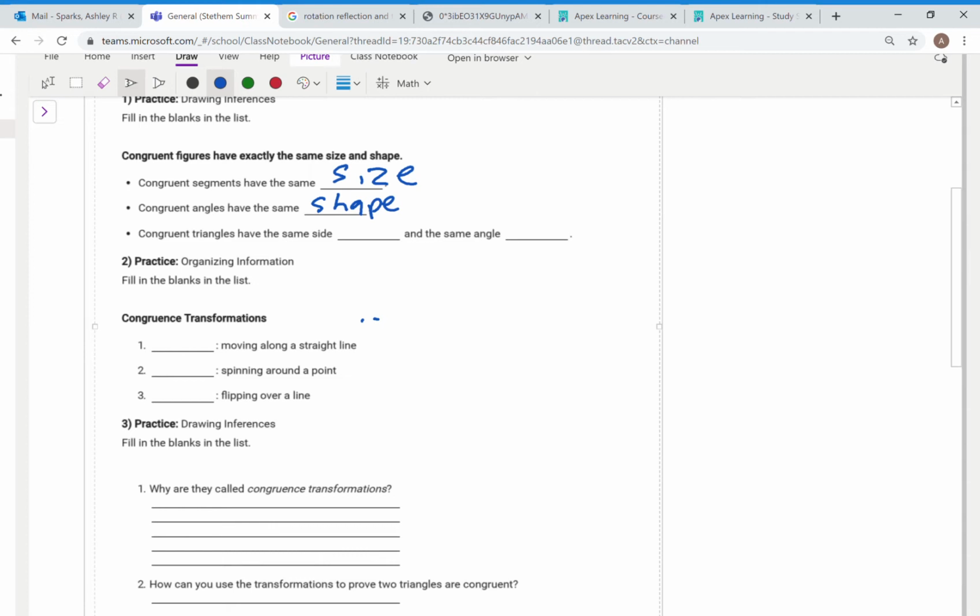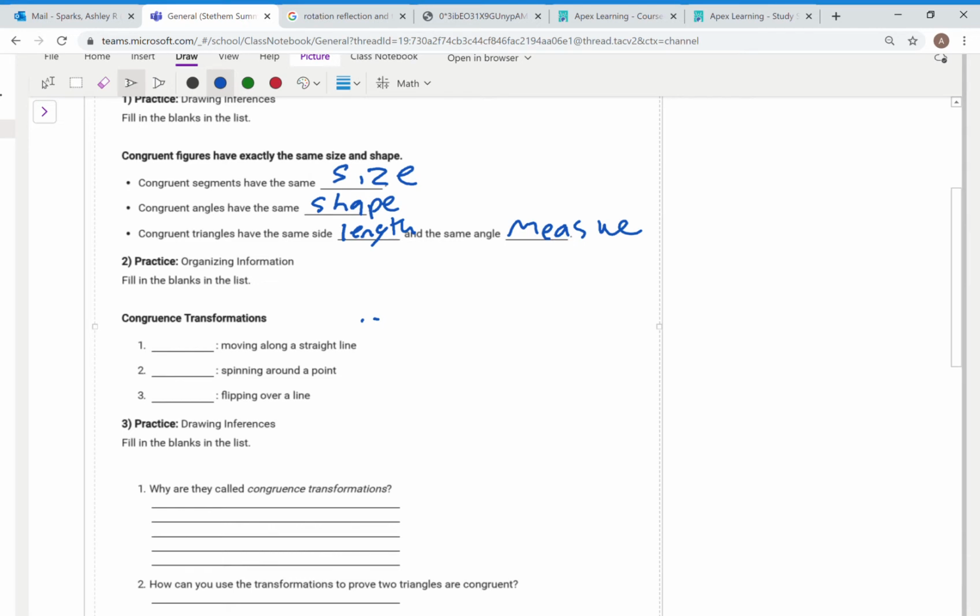Congruent triangles have the same side length and angle measure. So you might see those in a quiz. It'll be like, what makes something congruent? Same size and shape, same side length, same angle measurement. It's both. There's a couple different types of what we call transformations, where we move something along a straight line, or move something in a way that they stay the same.